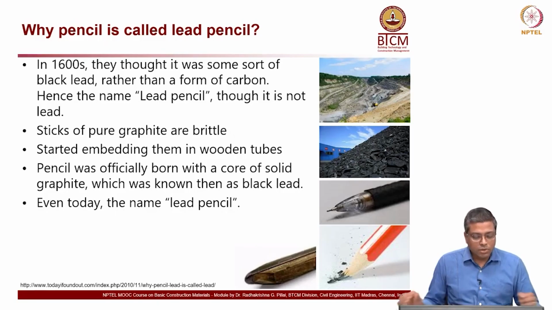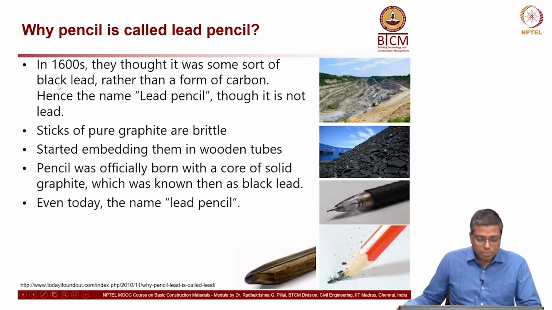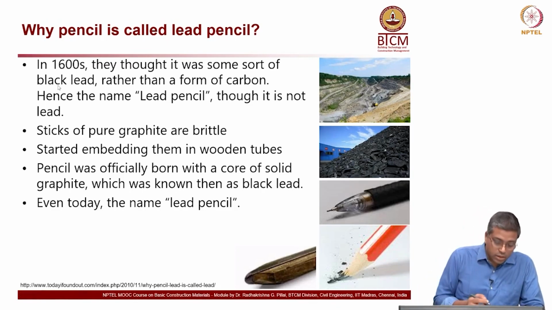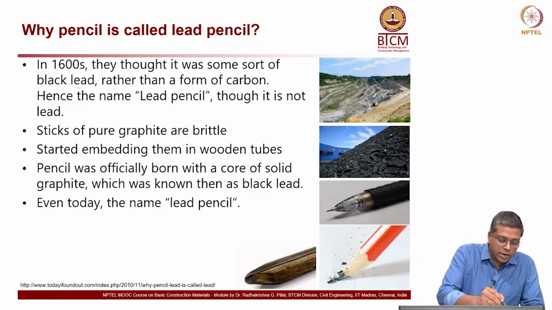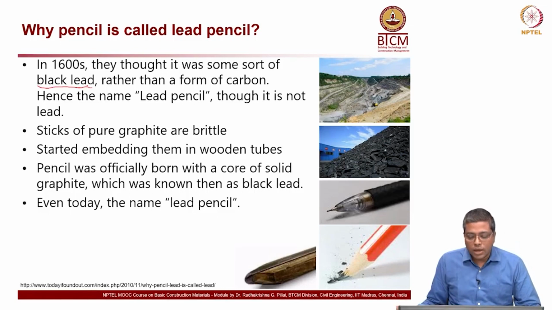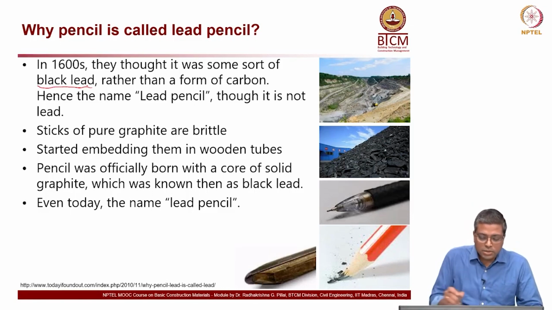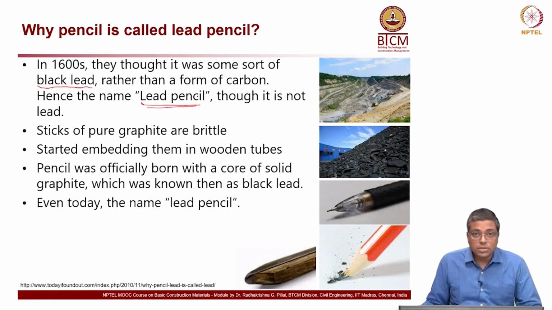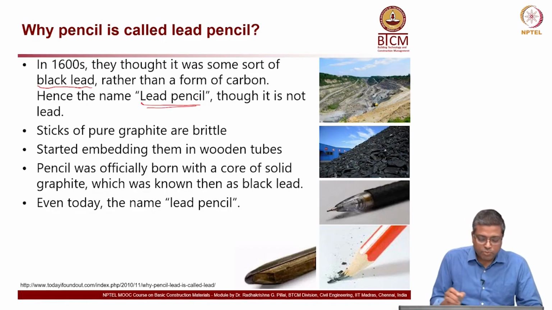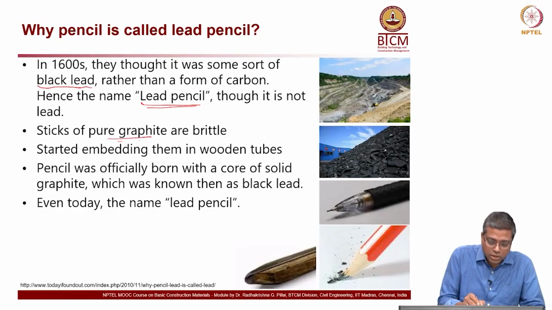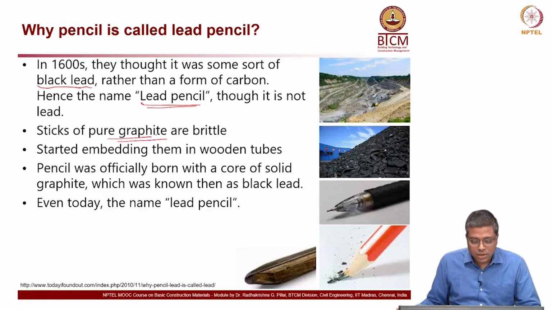So, when this particular material was discovered in the 1600s, the black lead, it was some sort of black color lead, it looked like that, rather than a form of carbon, and hence people started calling it lead pencil, although it is not really lead. Now, sticks of pure graphite is what is actually used in our pencil, and they are very brittle in nature, as you know it very well.